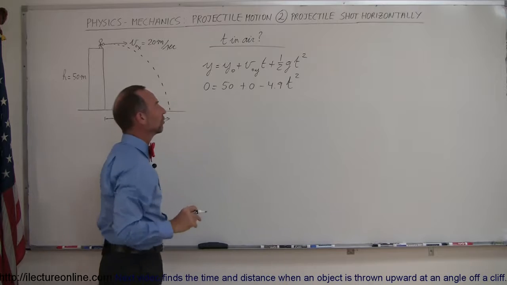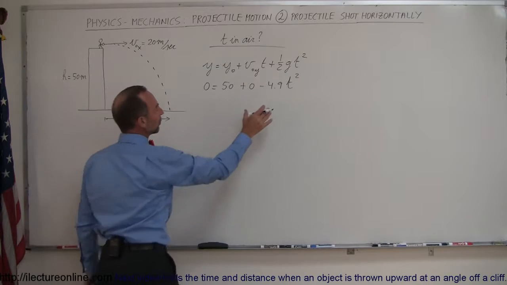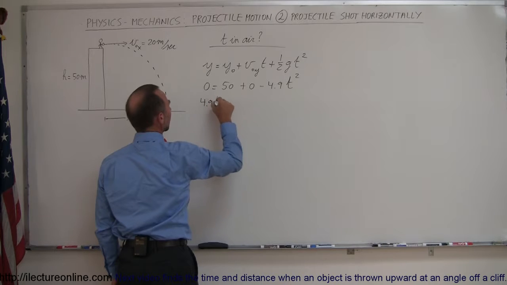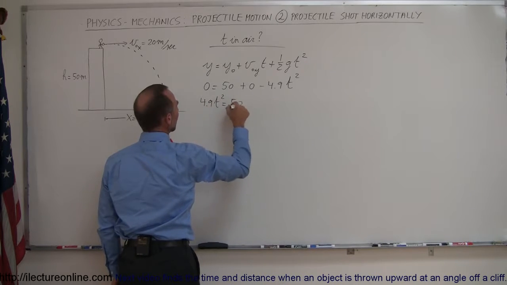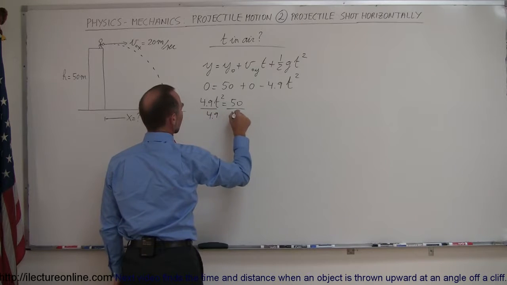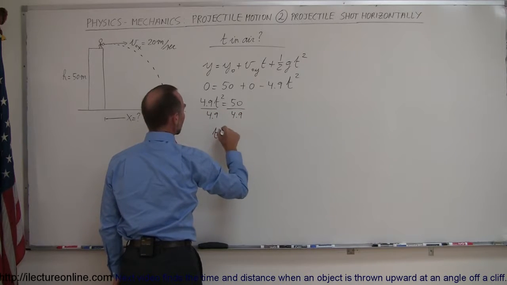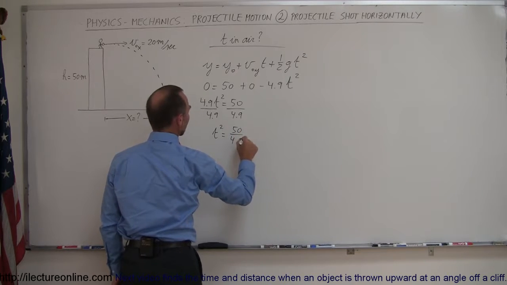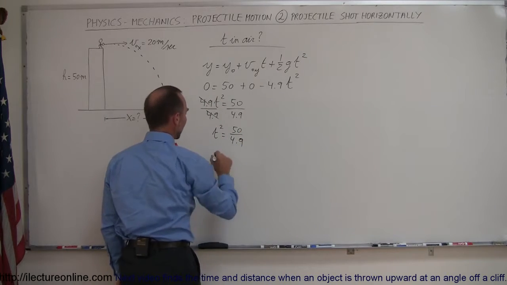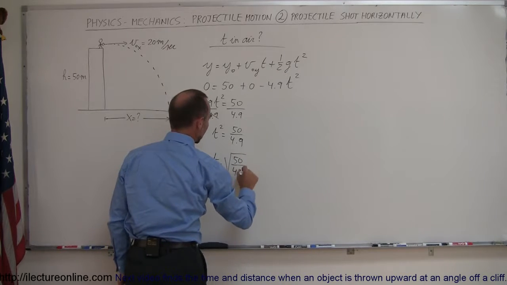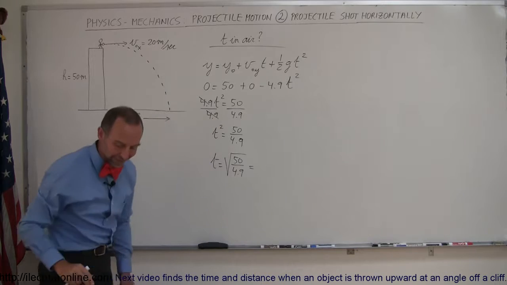And we solve this equation for time. Notice if I move this term to the other side, it becomes positive. So 4.9 t squared equals 50. Divide both sides by 4.9. And we get t squared equals 50 divided by 4.9. And of course, then we take the square root. And we get t equals the square root of 50 divided by 4.9. And of course, the units will be seconds.